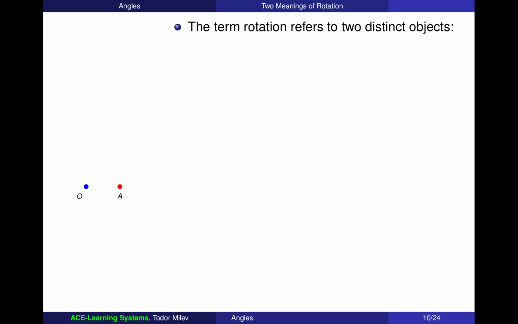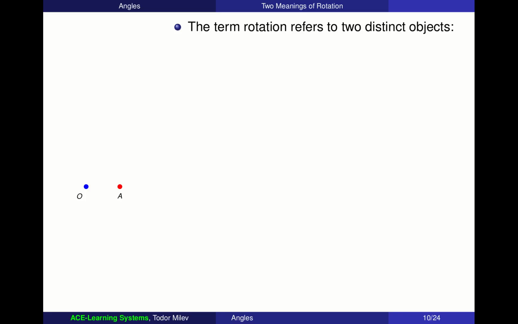So far, we covered two meanings of the term angle. And we mentioned that there are three meanings of that term. The third one was the measure of rotation. So now I want to focus on the third meaning of the term angle.